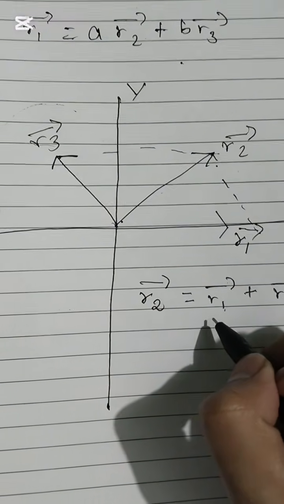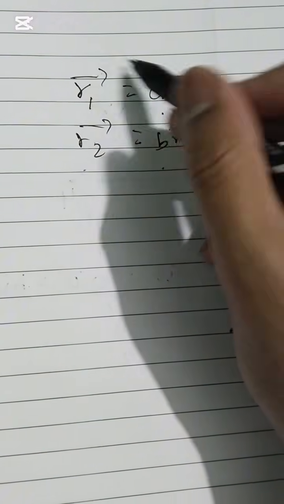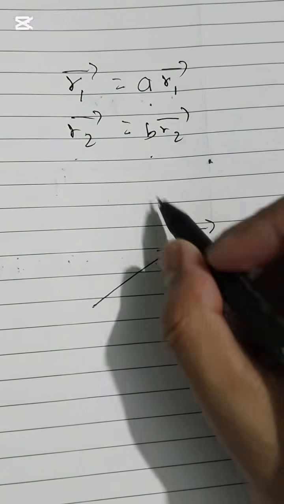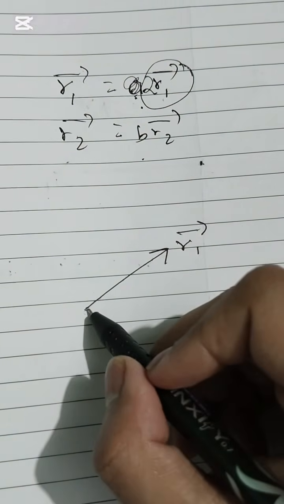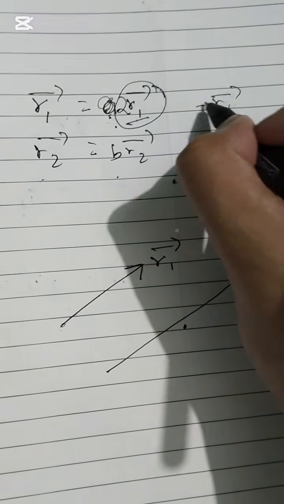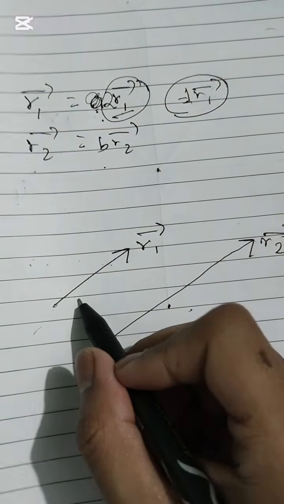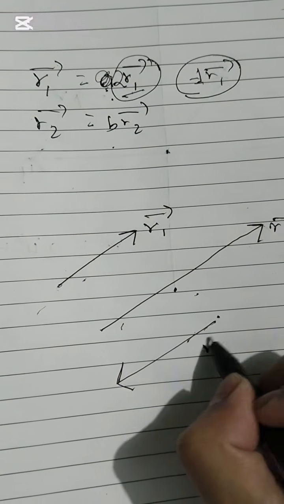Before going further, you should understand what these scalars A and B do to our vector. Let's consider we have a vector named R1. If this scalar is 2 here, then what it does is double the magnitude of our R1 vector, so technically it will be this length. If it was minus 1 times the R1 vector, then it will reverse the direction of our vector. Since initially our vector was going in the forward direction, now the vector will be going in the backward direction with equal magnitude.